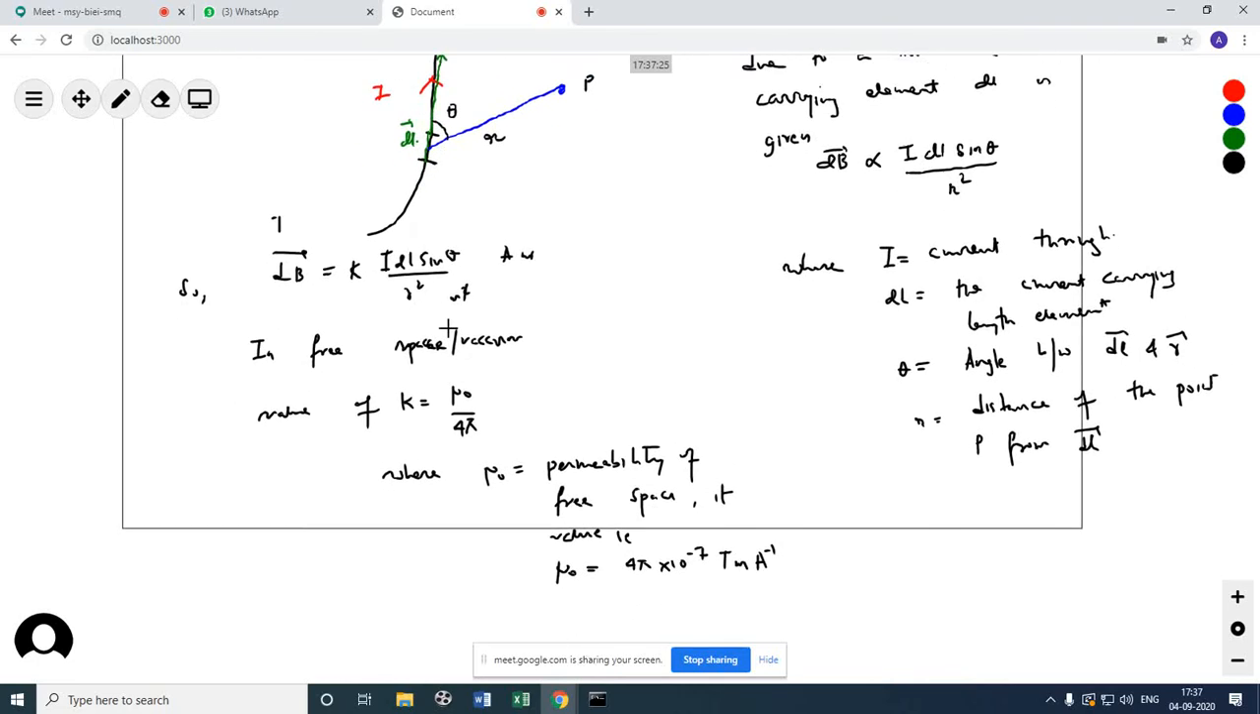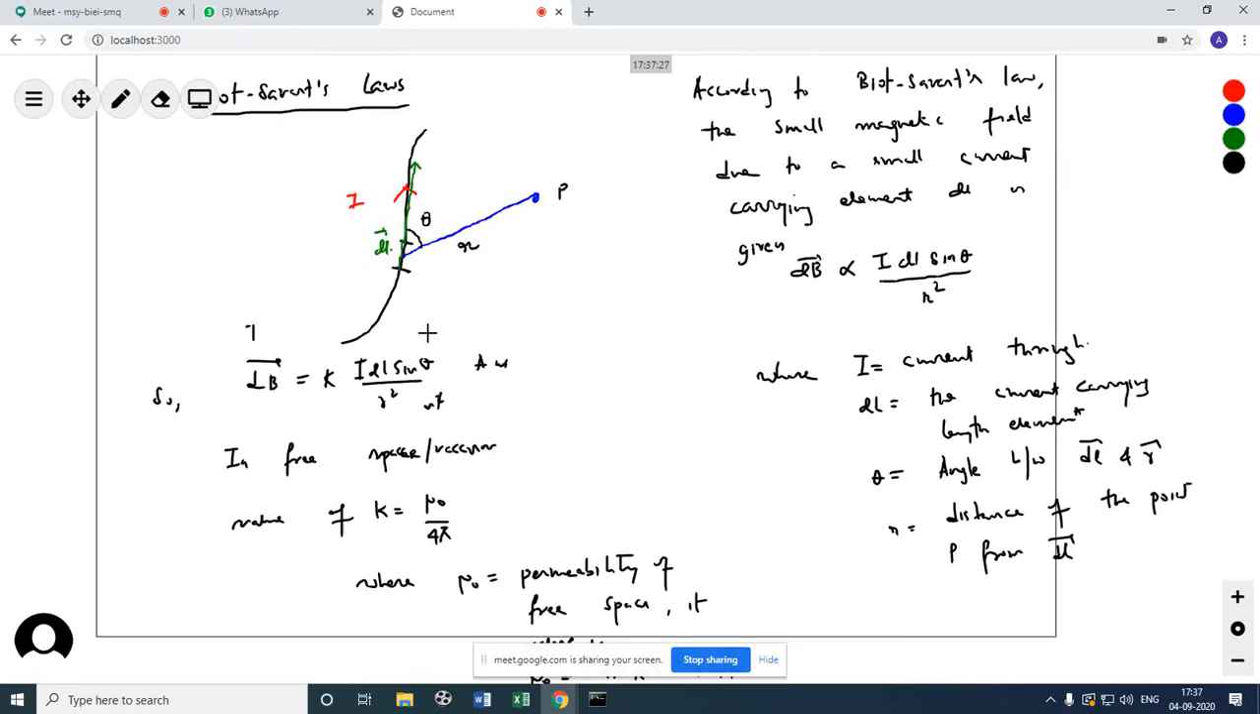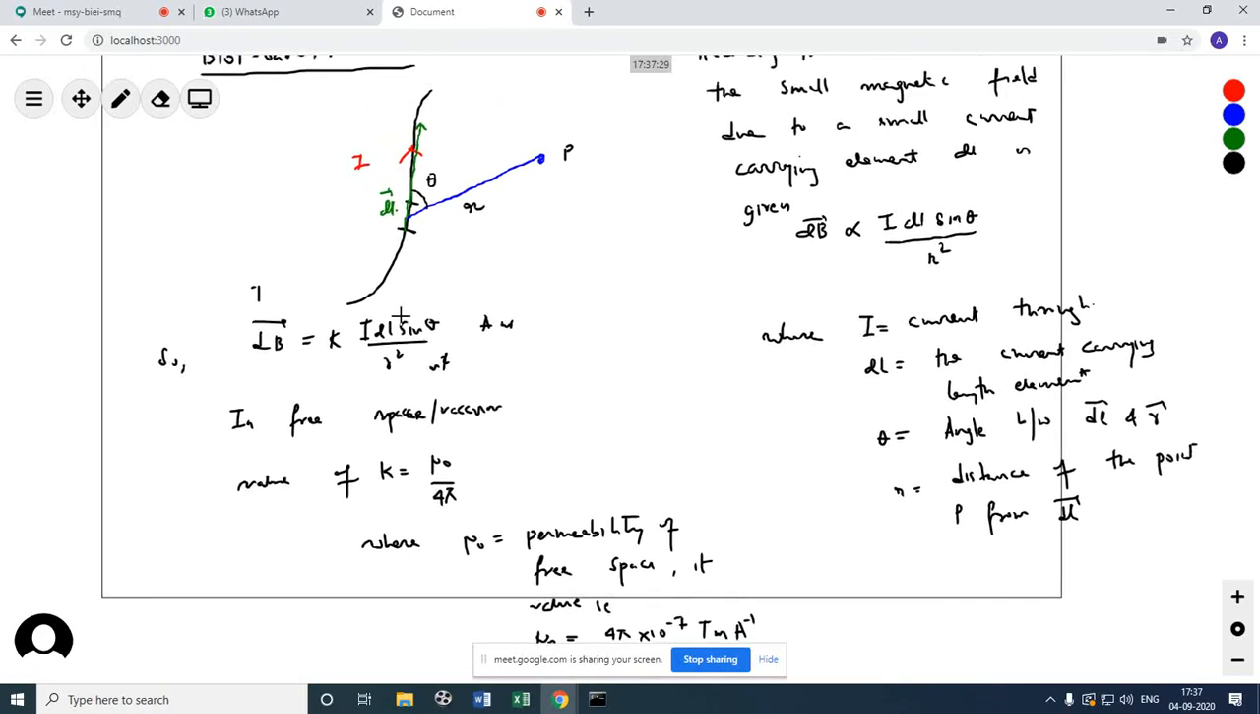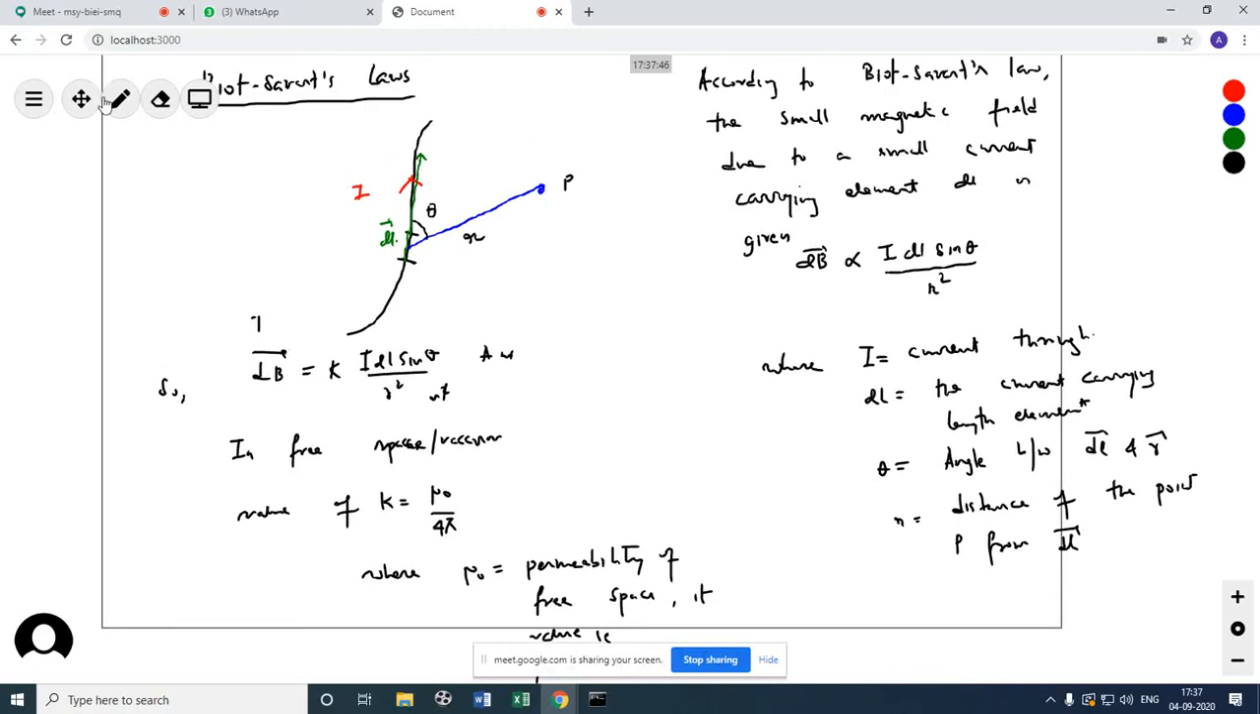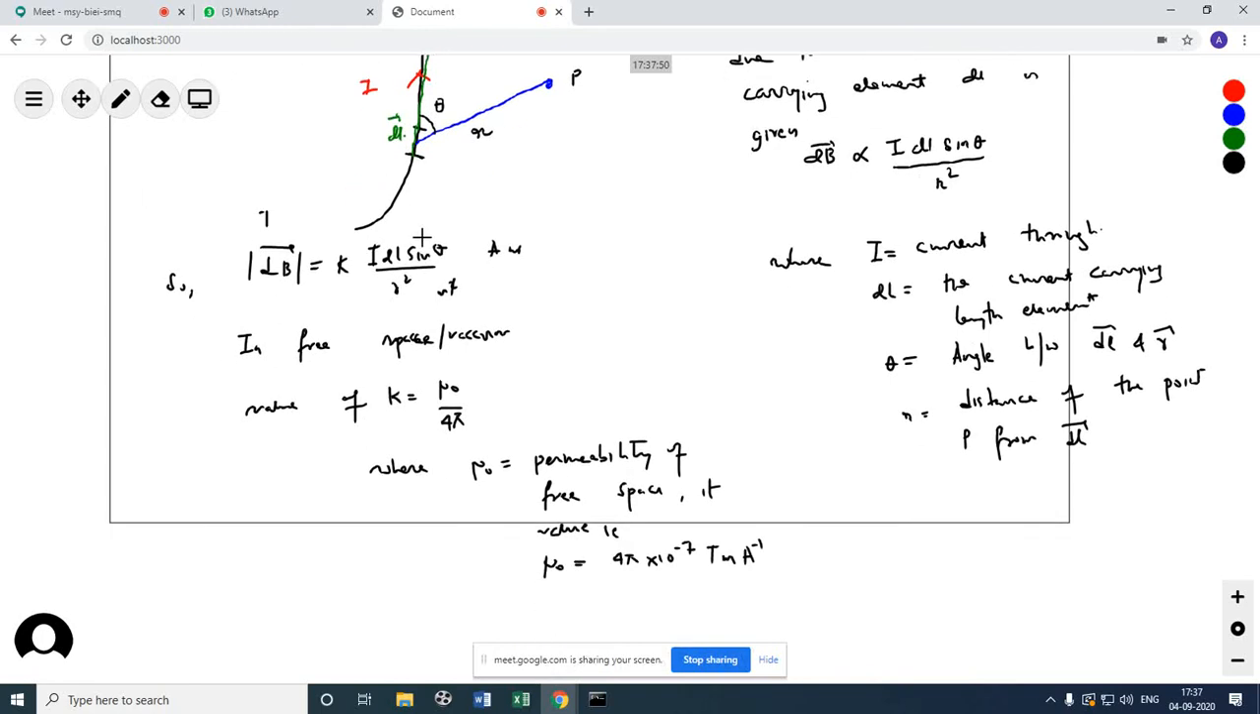Okay. So now this is the Biot-Savart law. So in vector notation, this is generally the magnitude. Okay, this is actually the magnitude of the magnetic field vector. We must have it in the vector notation also.